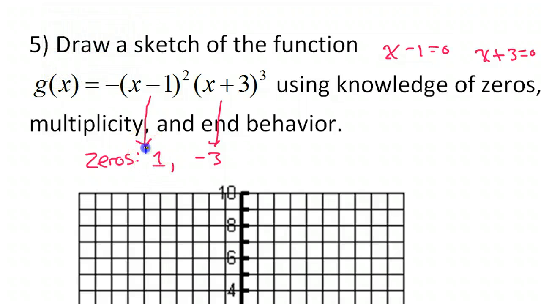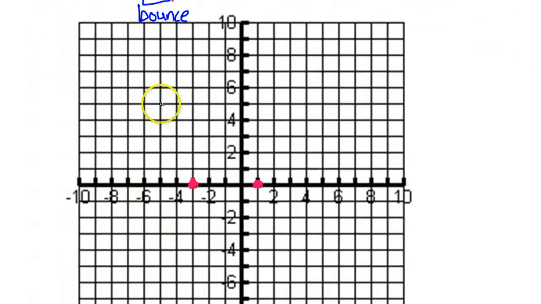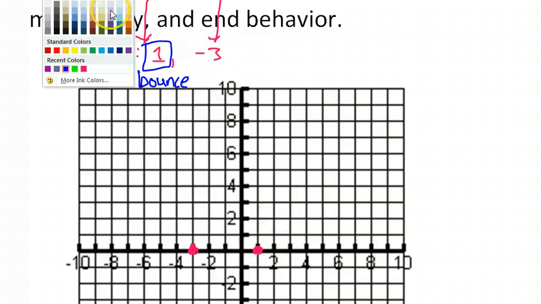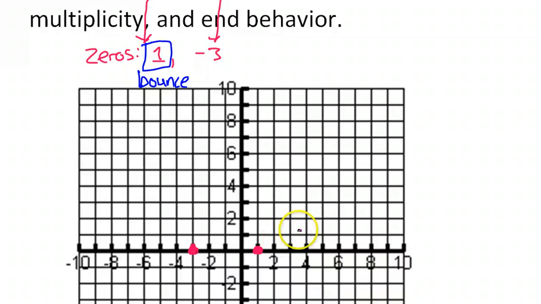Okay, looking at the 1, we see that it is squared. That means this is a double root, and we have learned that that will be a bounce in the graph. So as the graph approaches the 0 of 1, and I'm going to temporarily write the word next to it, this is going to be a bounce. I'll erase that later.